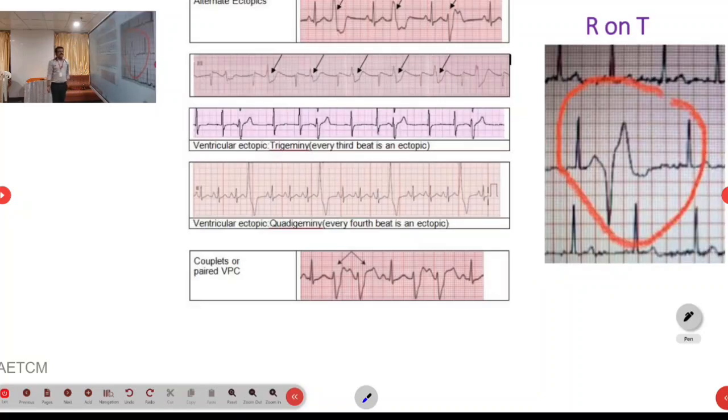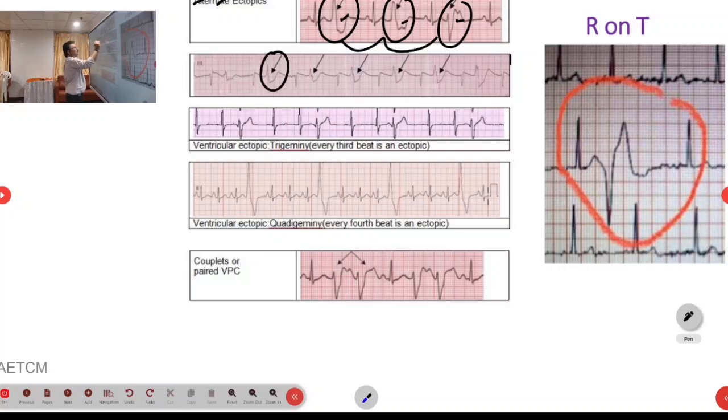Now we have already seen that if the complexes are coming in a row, we have different names. If the ventricular premature complexes are alternate, here there is a multifocal ventricular premature complex. This morphology is different from this, that is different from this, but they are coming alternately. This is called bigeminy. Bigeminy is always dangerous. Here also you can see monomorphic but coming alternately. This is also called bigeminy.